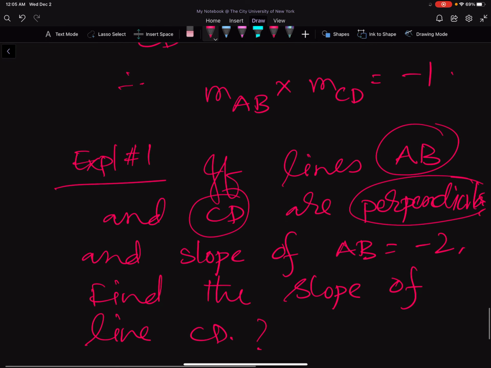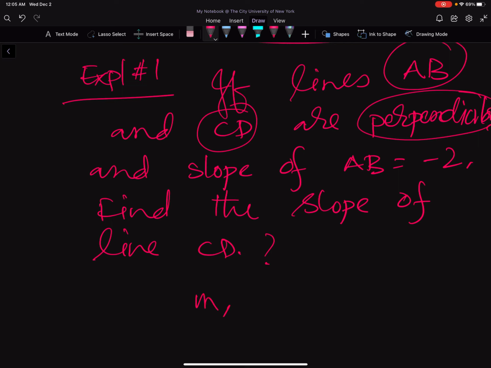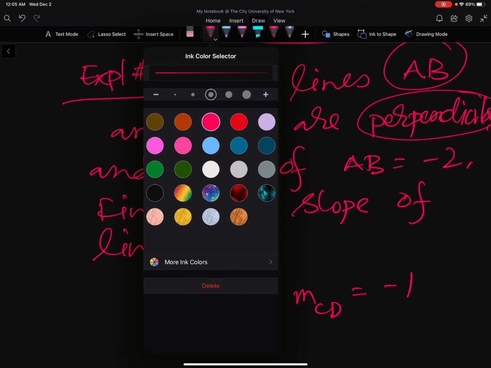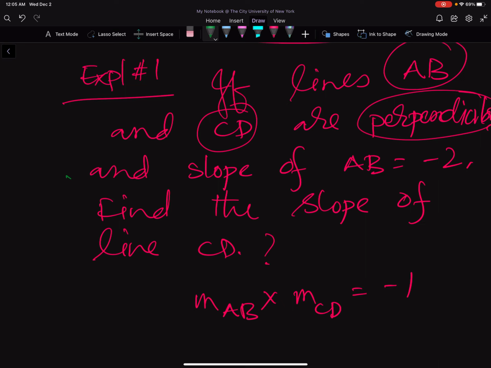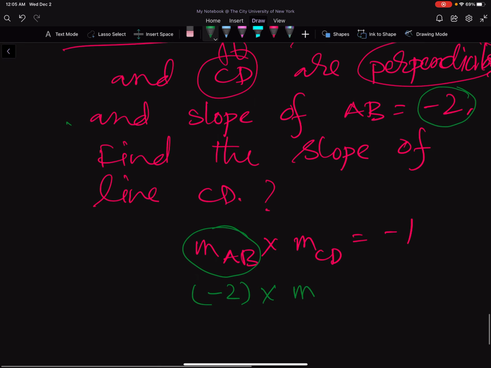Based on this formula, we can tell that the slope of AB multiplied with the slope of CD equals -1. Now look at that. You are given that the slope of AB is -2. So let's replace this one with -2. The unknown is the slope of CD. To find it out, we need this one.